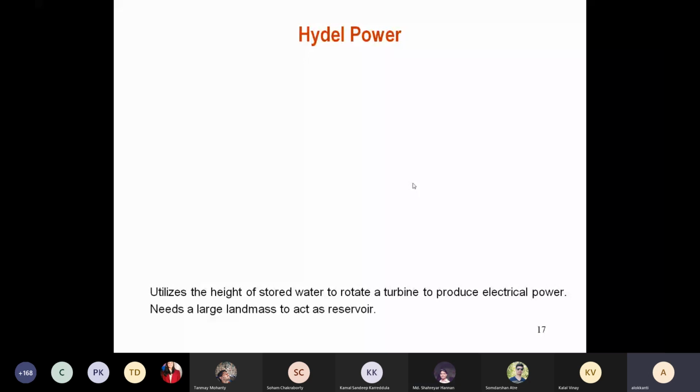Hydel power utilizes the height of stored water. The water is stored in the dams up to a certain height, and that water is allowed to fall. When that water falls, that potential energy is used to drive a turbine, which in turn is coupled to an electrical generator to produce electric power. If some of you are staying in Maithan or Hirakud or somewhere in the northeast, there are a lot of hydel power plants. Where the water is stored, naturally the rainwater gets stored, and the water is made to fall through a pipe.